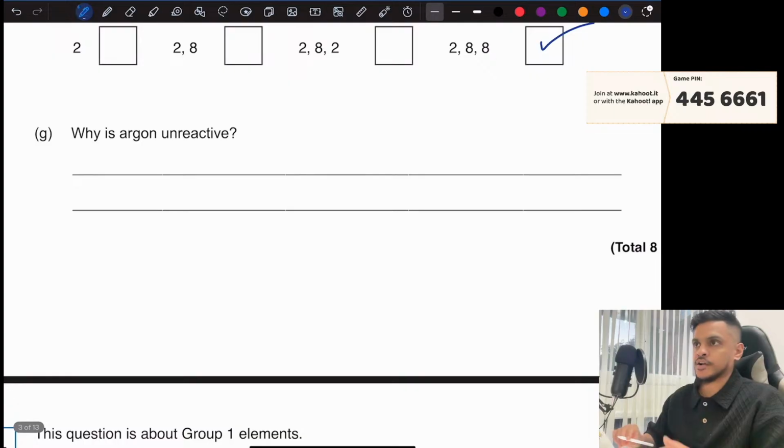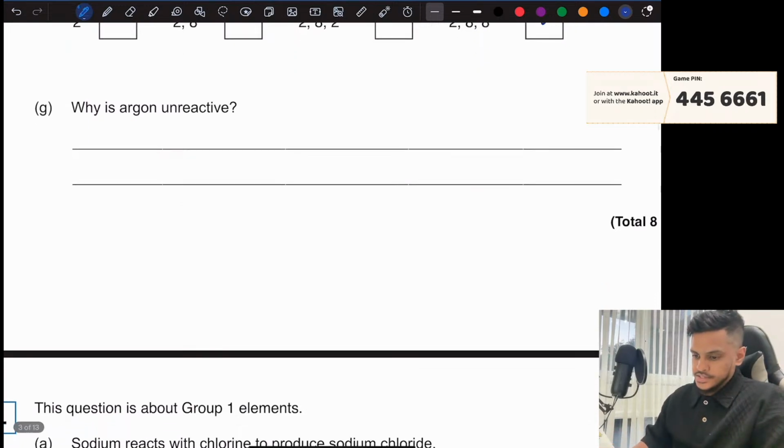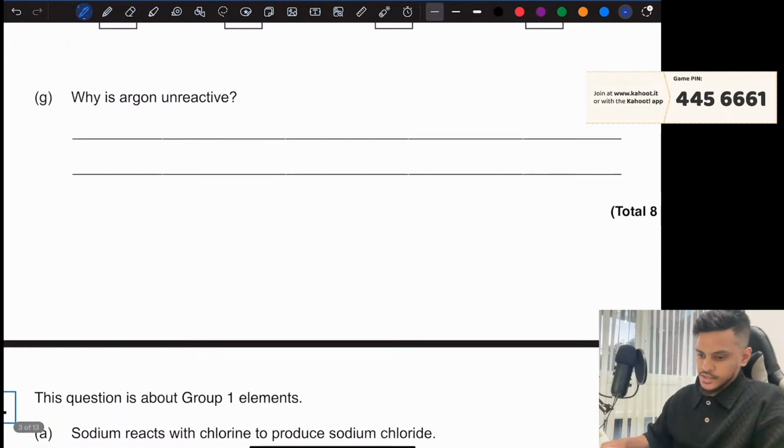Next question. Why is argon unreactive? What do you guys think the answer here is? It's got a full outer shell. Yes. Full outer shell, exactly. What does a full outer shell do, guys? Does anyone know?